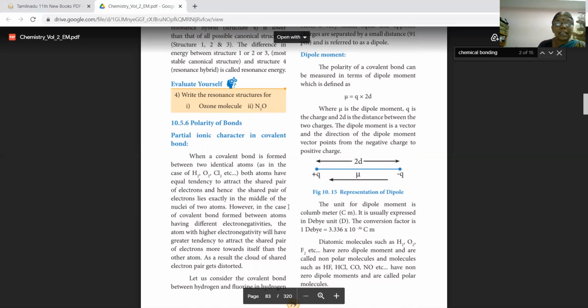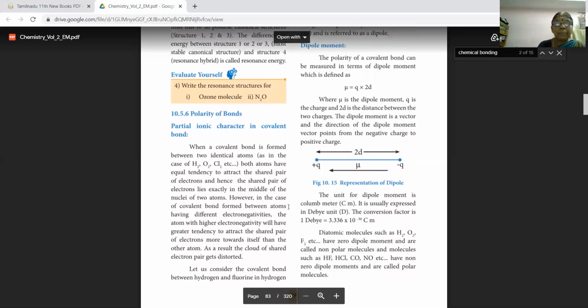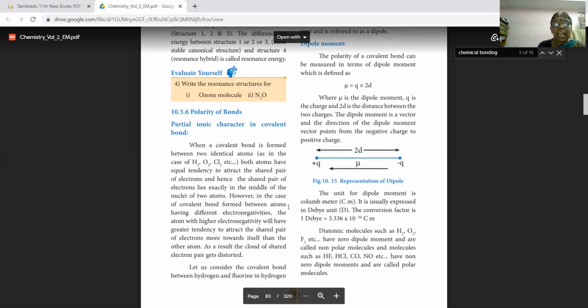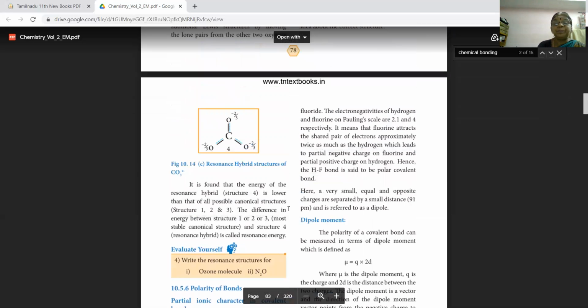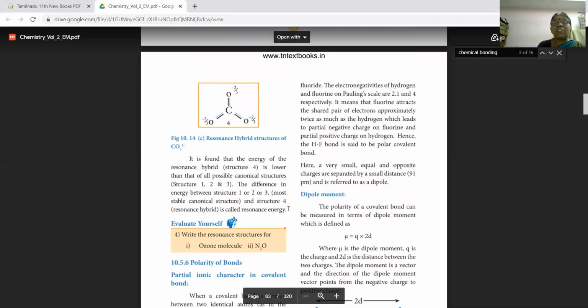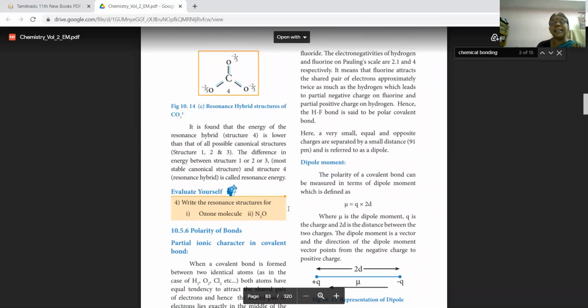As a result, the cloud of the shared pair gets distorted. Now let us consider the covalent bond between the hydrogen and fluorine in hydrogen fluoride. The electronegativities of hydrogen and fluorine according to the Pauling scale are 2.1 and 4. It means fluorine attracts the shared pair of electrons approximately twice as much as hydrogen, which results in a partial negative charge on fluorine and a partial positive charge on hydrogen. Hence, the H-F bond is said to be a polar covalent bond.